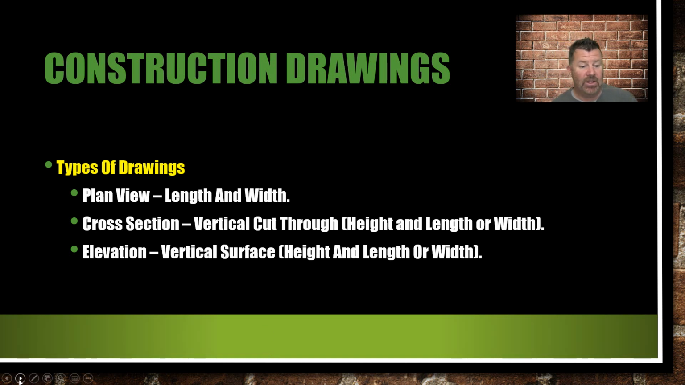Types of drawings: there's the plan view, which is length and width, two-dimensional, bird's eye view, you're looking across it. Cross section is a vertical cut through, and that's going to show height, length, or width. And then we have an elevation, which is a vertical surface, height with length or width. So very similar drawings there. I love drawing them. I think they're good on a streetscape, if you're responsible for designing one, to show the relation of the height of the tree compared to the buildings.